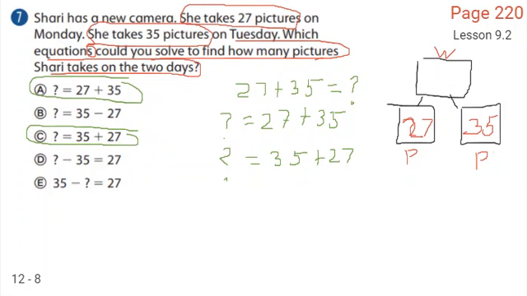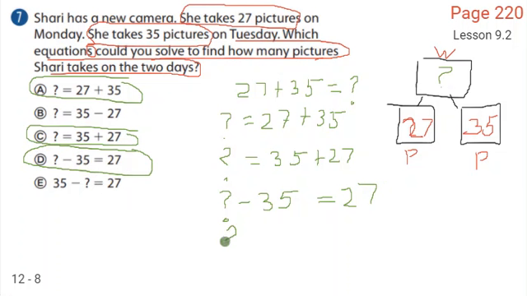Okay, so now let's take a look at this here. So we can have something, again, this is that something. Something minus 35 equals 27. Something minus 35 equals, oh, look at that. And then the last one here, we can have something minus 27 is equal to 35.